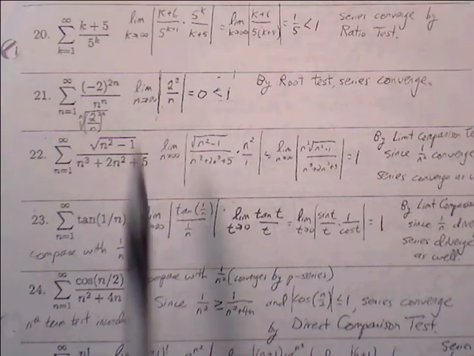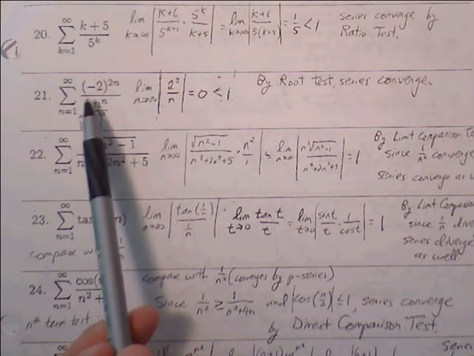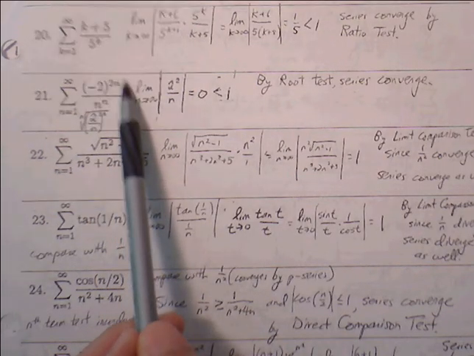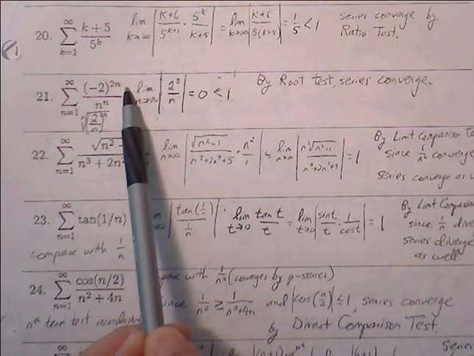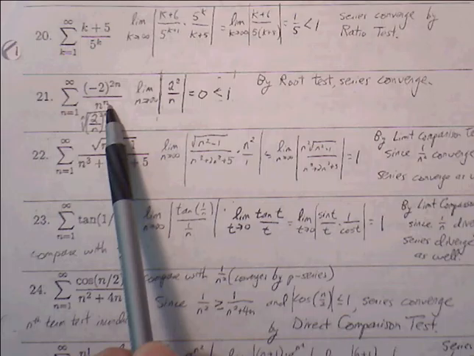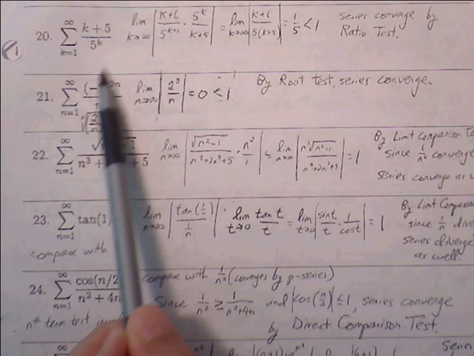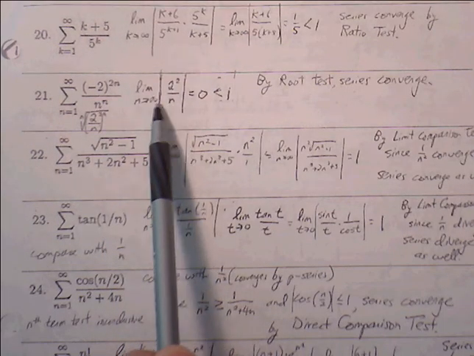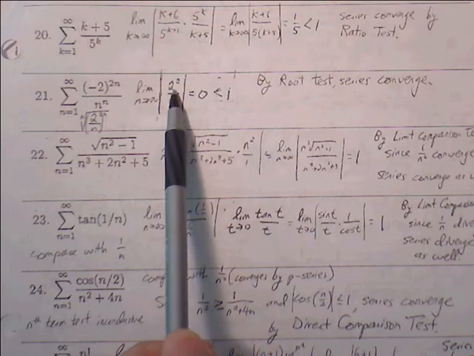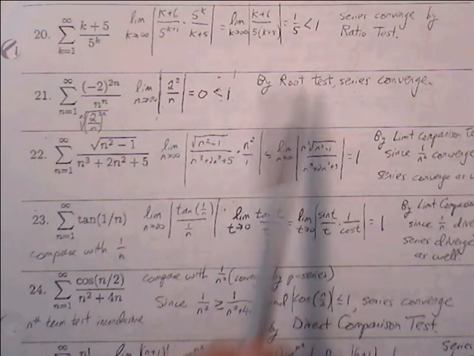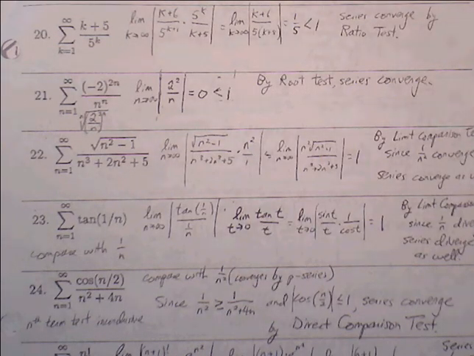Number 21, we see that this entire expression can be rewritten as something raised to the nth power. So if our entire expression can be raised to the nth power, the root test is usually a good fit. The root test says to find the limit as n approaches infinity of the nth root of this expression. If we take the nth root of this expression, the n's cancel out. We're left with just 2 squared over n, and the limit as n approaches infinity of 2 squared over n gives us 0. And 0 is less than 1, so that fulfills the root test, and therefore the series converges.